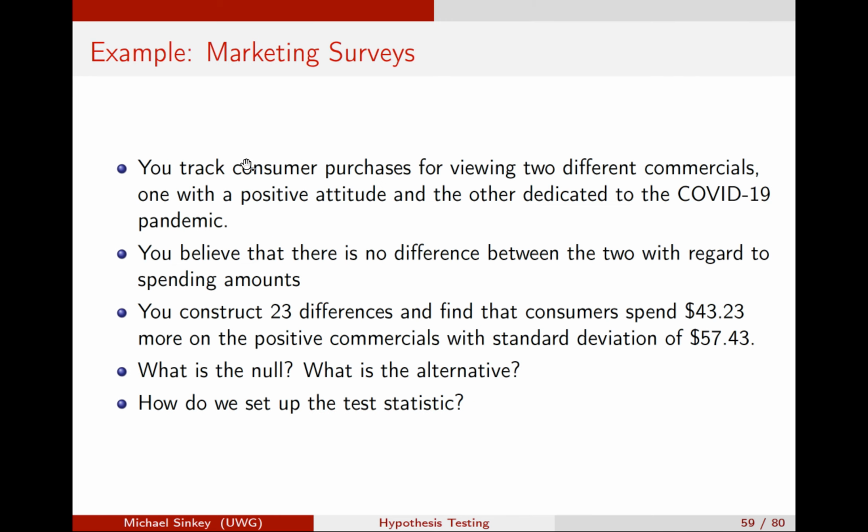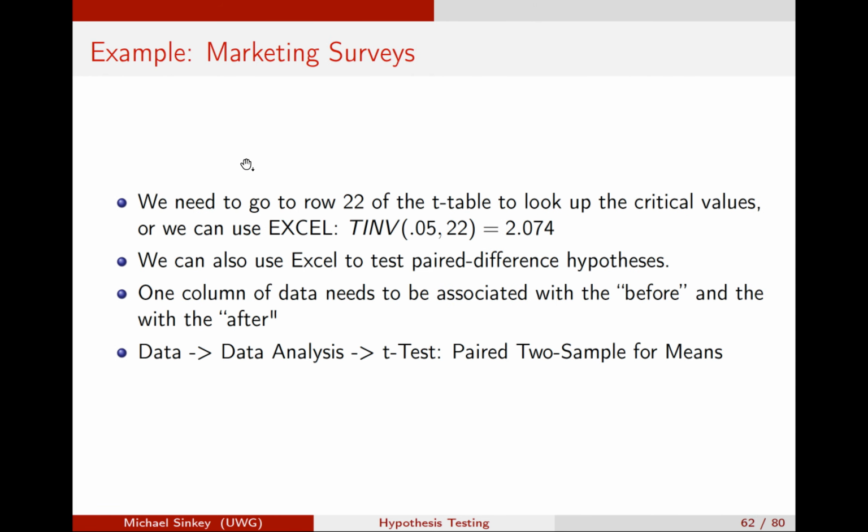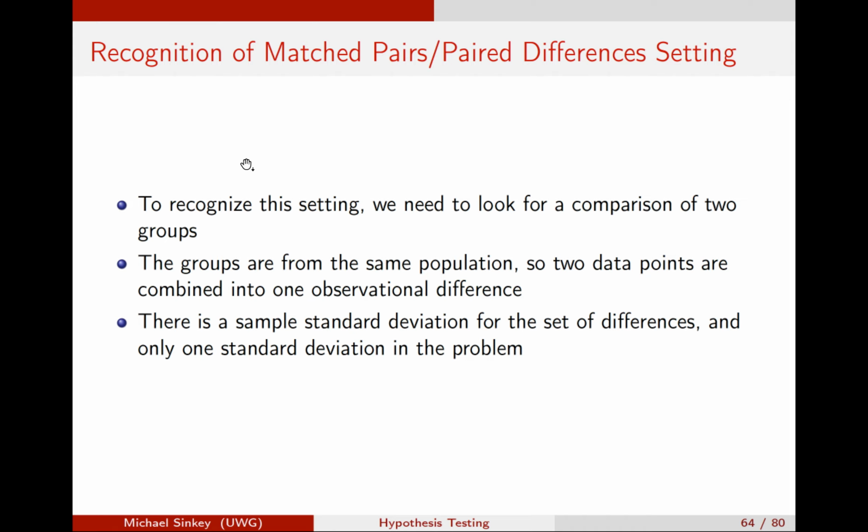At any rate, what we do is we construct a difference in either treatment versus no treatment, or saw campaign A versus campaign B, or a policy change, or perhaps a before and after. We look at two separate pieces of information and we take the difference, we subtract. That difference is the observation. So two data points are combined into one observational difference.